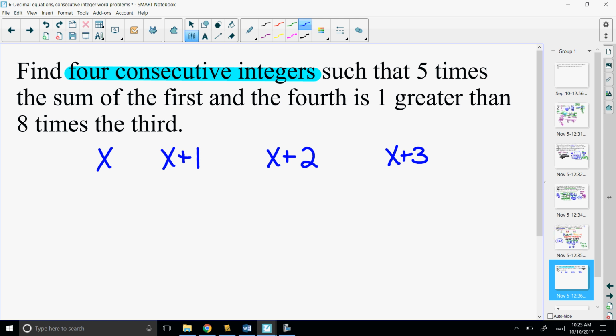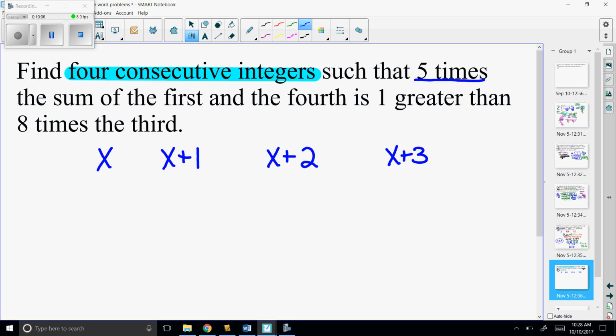Now what I want you to do is tell me what the equation would be. I will give you a minute with your partner to go ahead and come up with the equation. Not the answer, just come up with the equation. So you need to write the equation for 5 times the sum of the first and the fourth is 1 greater than 8 times the third. Okay? Ready? 1 minute. It looks like most of us did a fairly good job of setting it up.